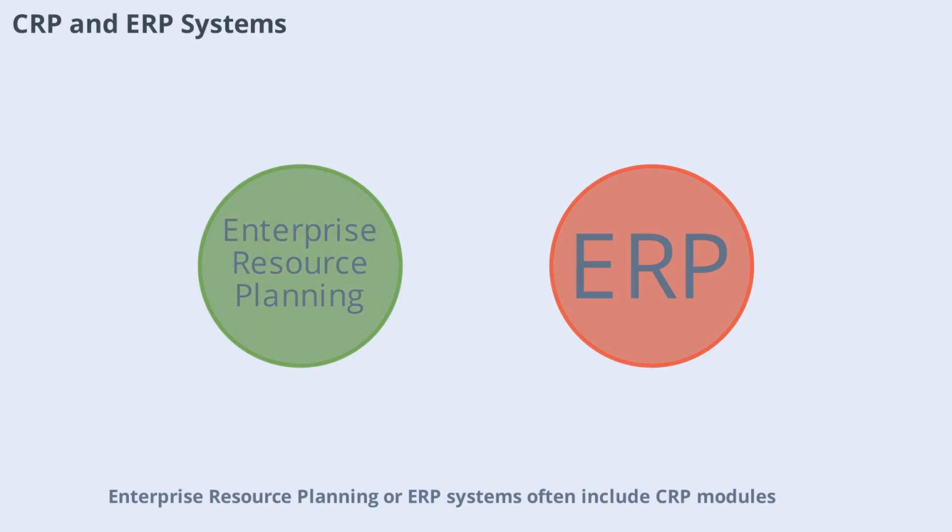Enterprise resource planning, or ERP systems, often include CRP modules. These integrated platforms bring together data from across the organization, making it easier to coordinate production, inventory, and capacity planning. With ERP, managers can see the big picture and make informed decisions that balance all aspects of operations. This holistic approach leads to greater efficiency and better business outcomes.